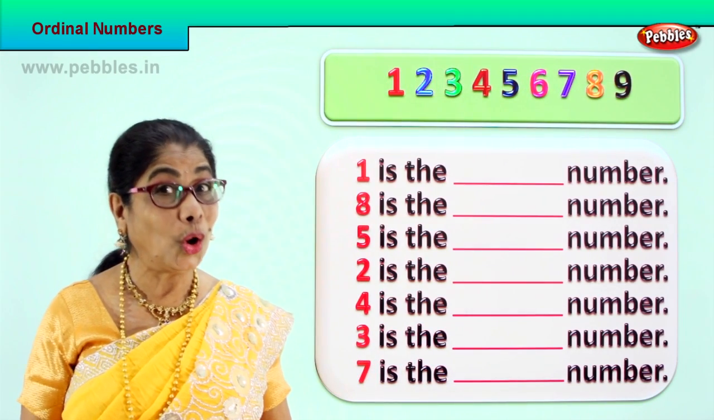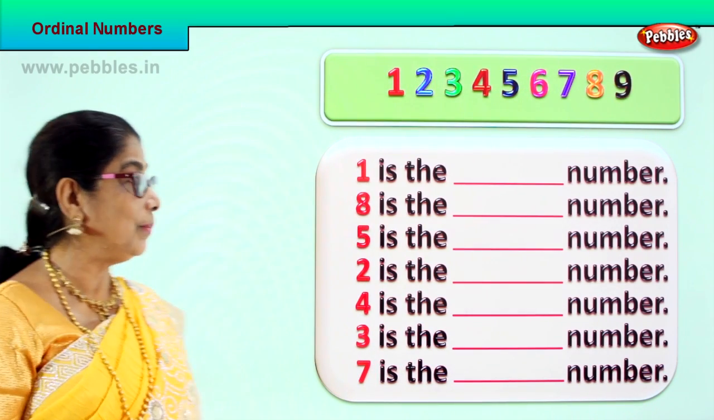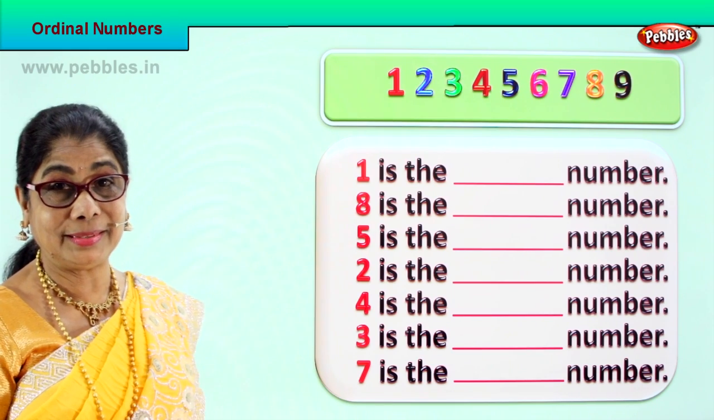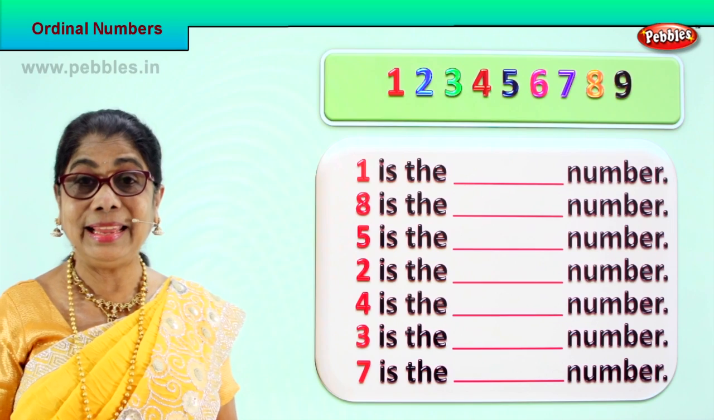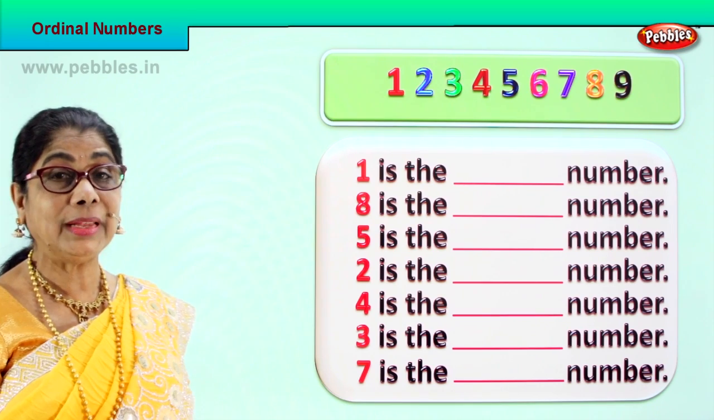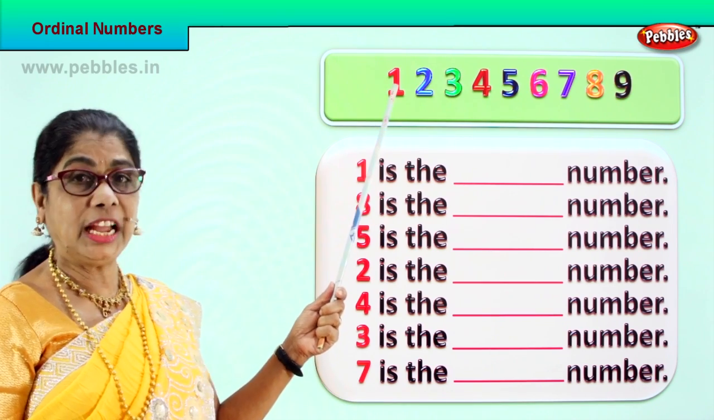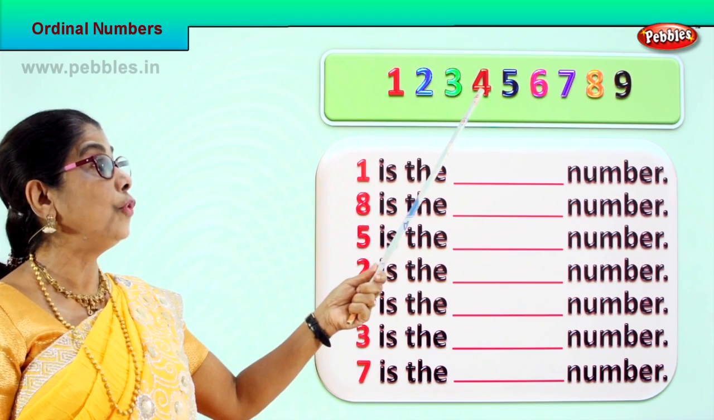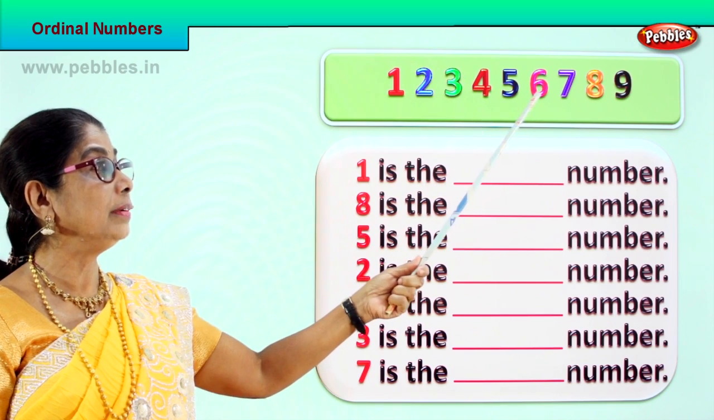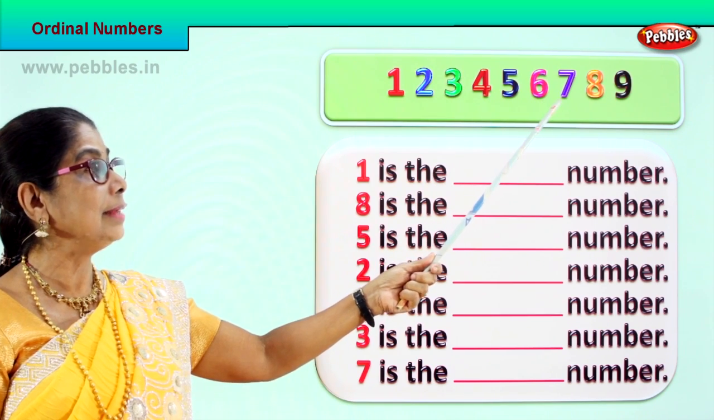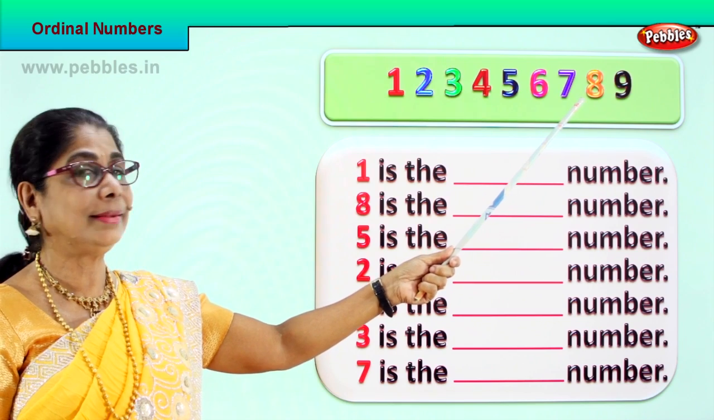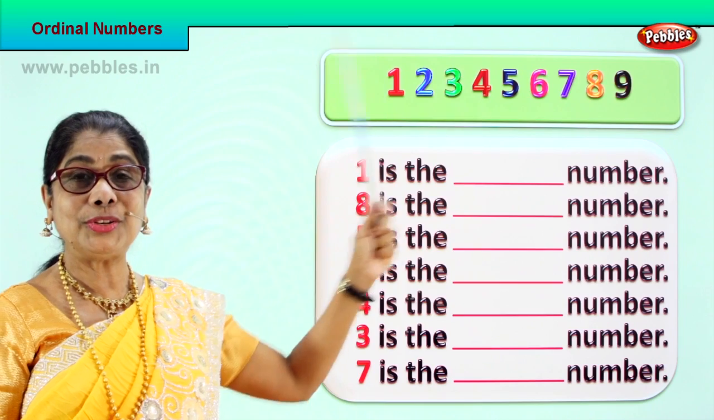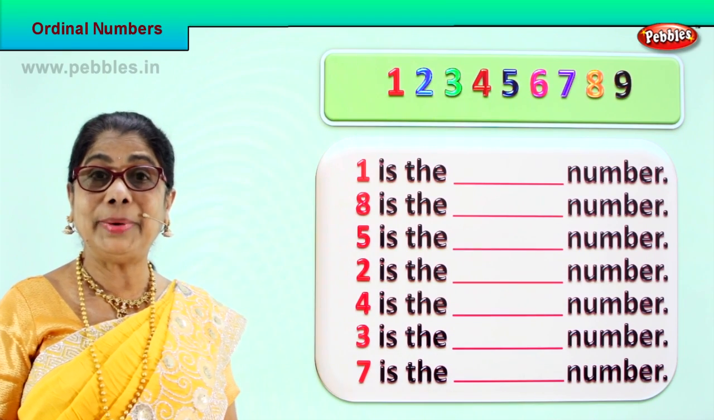We are learning ordinal numbers. Good. Let's see what we have here. We have numbers. Now let's say the ordinal position. Say it with me. First, second, third, fourth, fifth, sixth, seventh, eighth, ninth. So we have first to ninth, 9 numbers here.